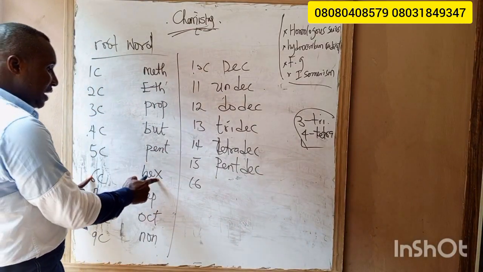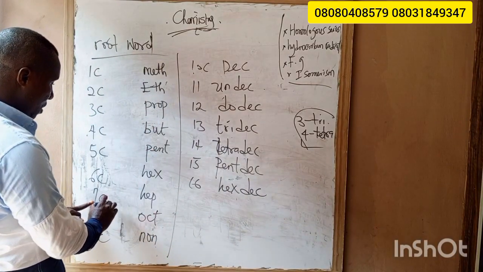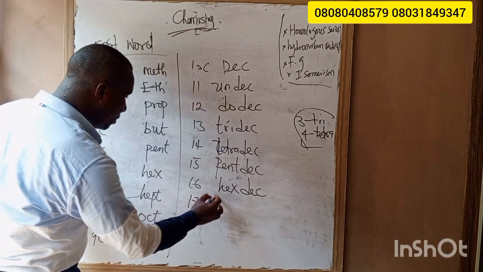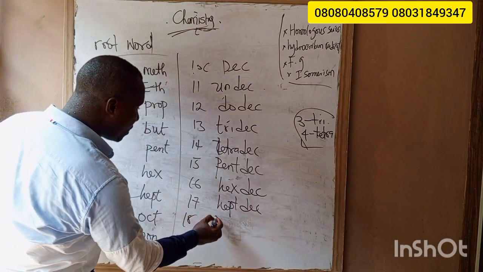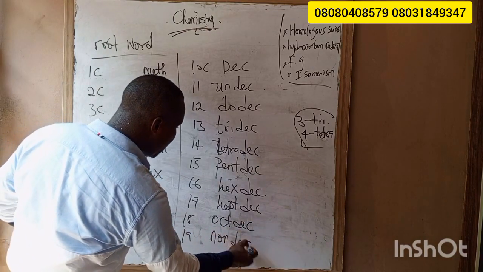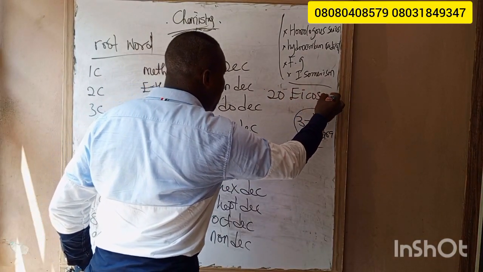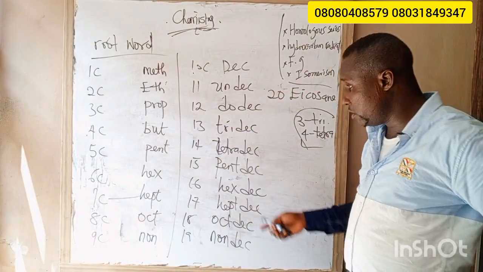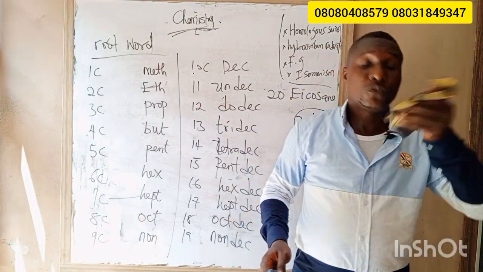16: 6 is hex, that means hexdec. 17: 7 is hept, that means heptdec. 18 is octdec. 19 is nondec. Then 20 is icosane. Let me stop here. Please pause the video and quickly write it out, because I will use it to teach you how you can get the names of homologous series.